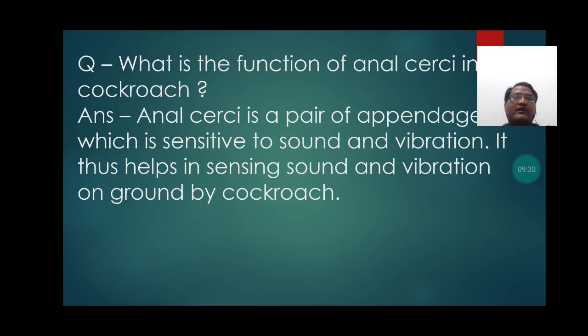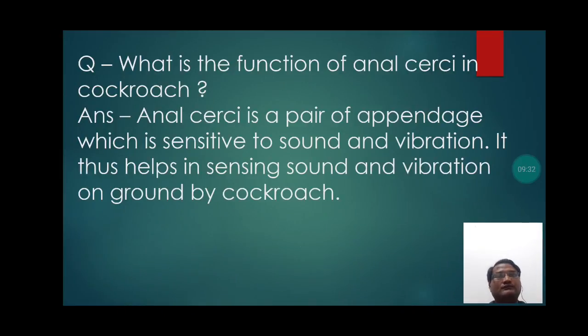Students, now let's discuss an important question. What is the function of anal cerci in cockroach? Anal cerci are a pair of appendages which are sensitive to sound and vibration. It thus helps the cockroach in sensing sound and vibration on the ground.